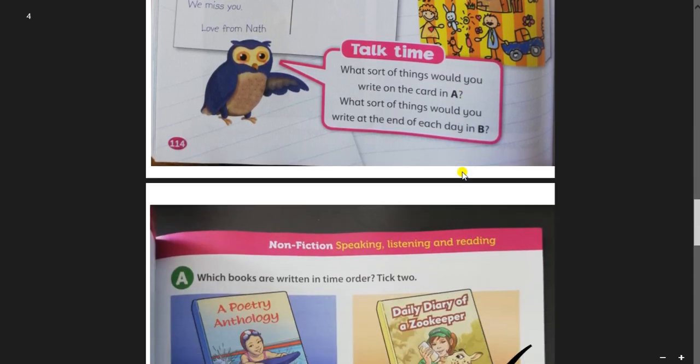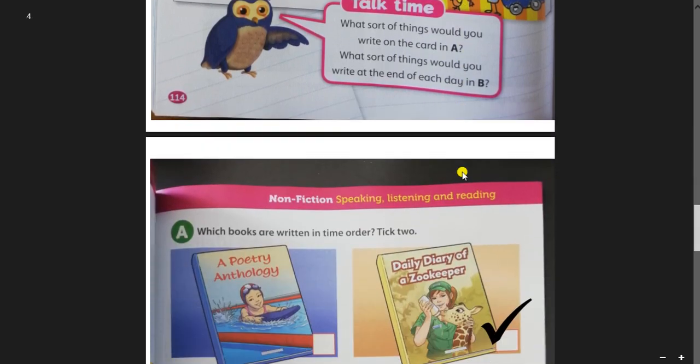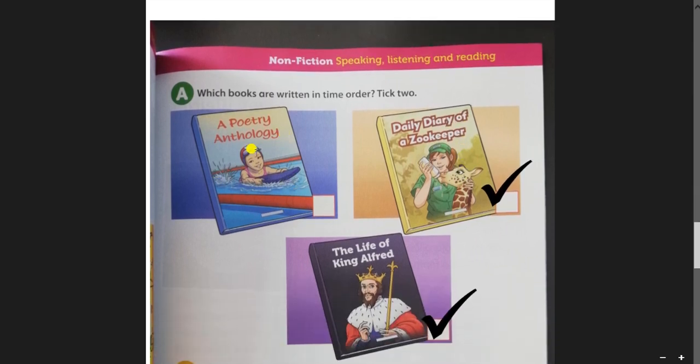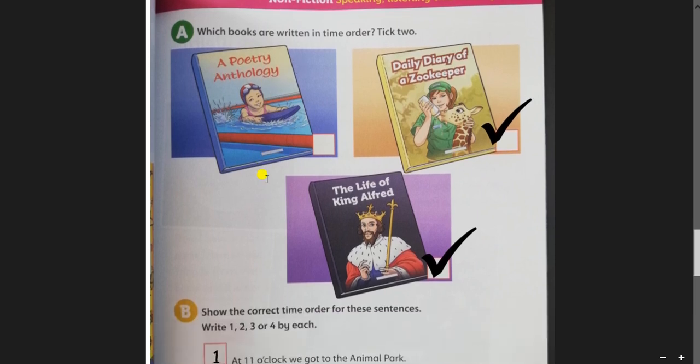Okie dokie. Which books are written in time order? Tick 2. A poetry anthology. Are the poems written in some specific order? Do they have to be day by day written poems? No. But the daily diary of a zookeeper. So this zookeeper is writing every day what's happening in the zoo. Is that written in the time order? Yes. So I want you to tick over here inside.